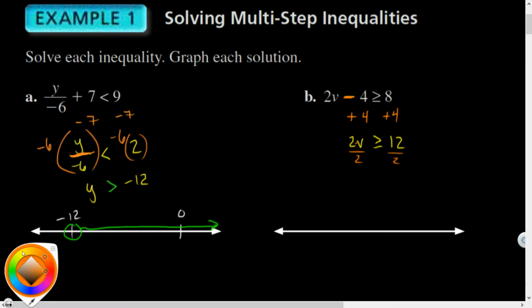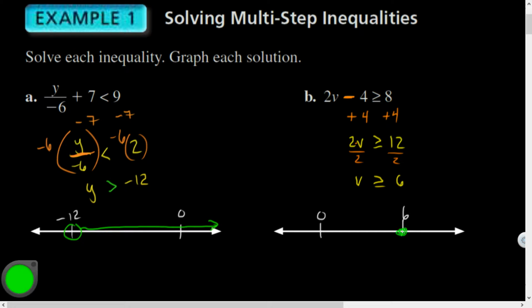Do I flip the inequality? Why not? Because I didn't divide by a negative. True story. So I'm going to have v on one side, and a super simple number line with 6. It's going to be a solid dot because of the equal part, and greater than would be to the right. Not bad. Okay, let's keep going, friends.